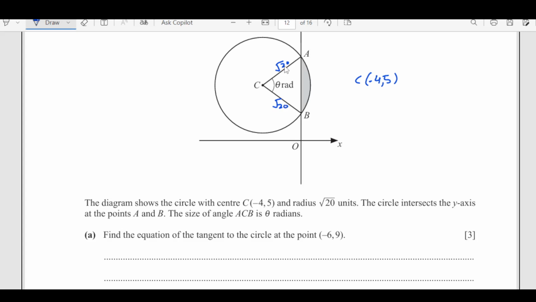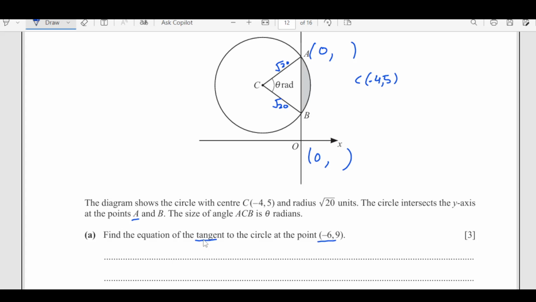The circle intersects the y-axis at points A and B. So this is the y-axis, so it is intersecting at A and B. If this is the y-axis, then that means the x coordinate is 0. I don't know if we need it later or not, I'm just writing. So we will see what this is later on. The next question is, find the size of angle ACB, theta, given in radians. Find the equation of the tangent to the circle at point A. So we are looking for the equation of the tangent.